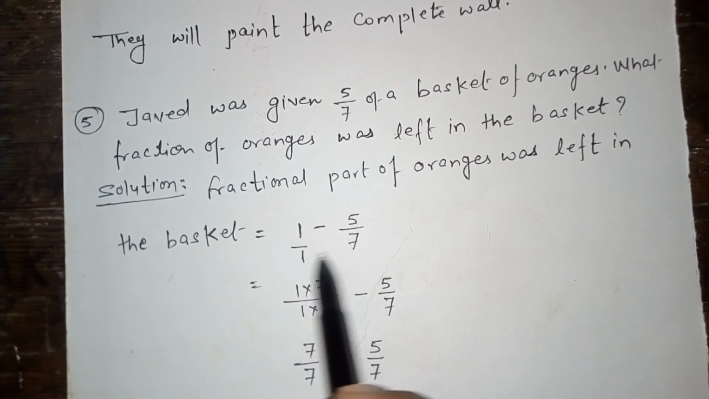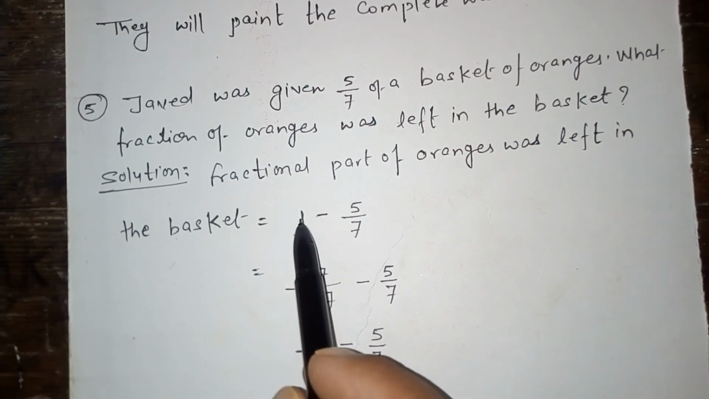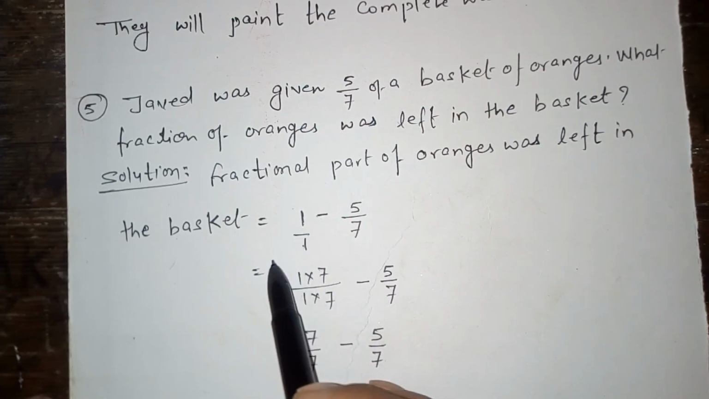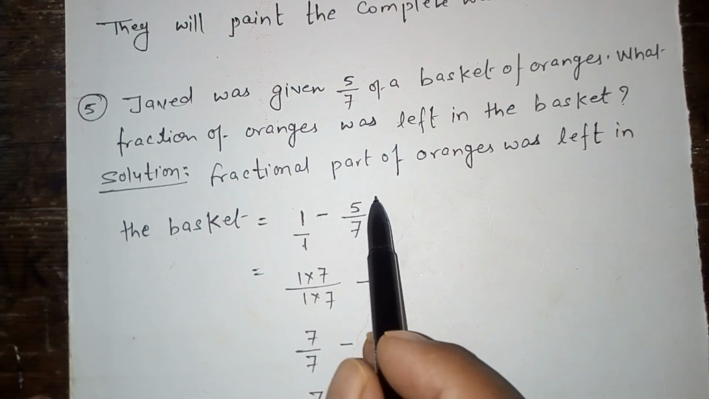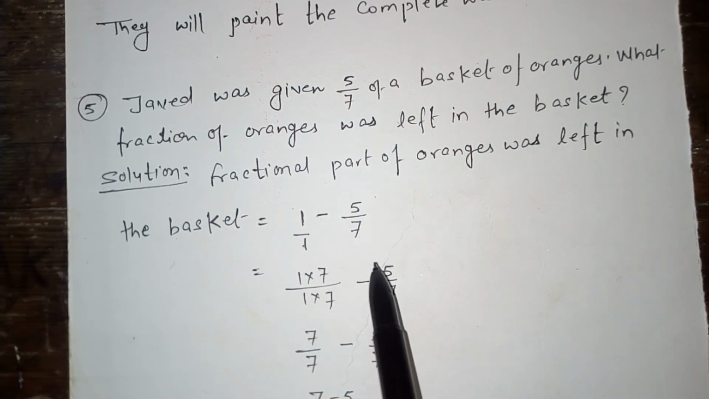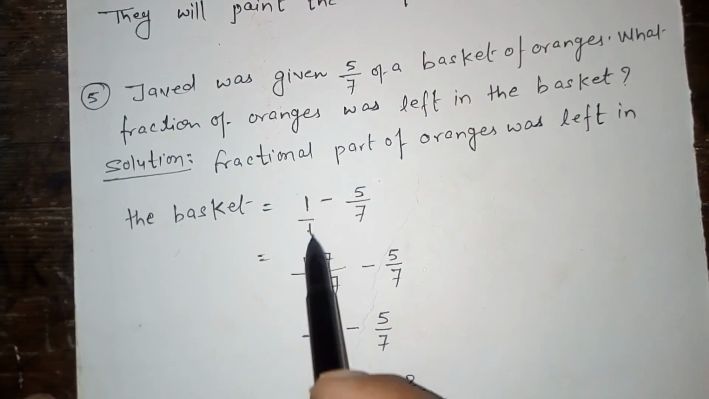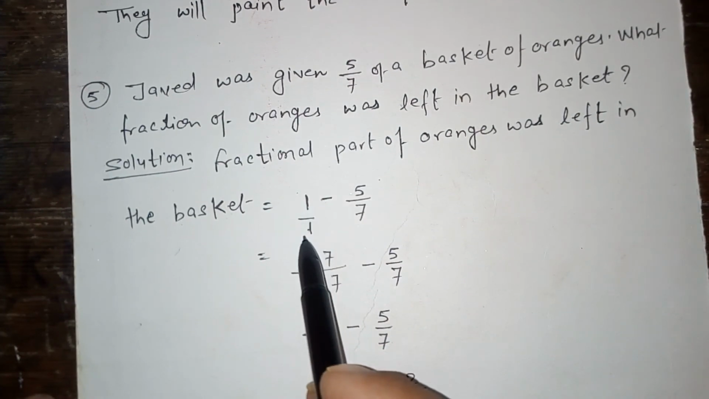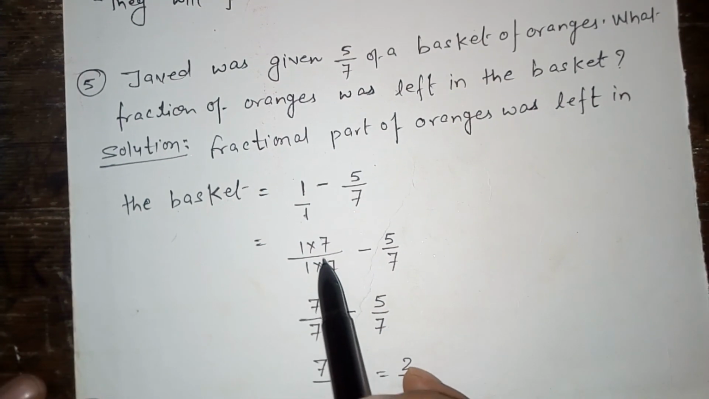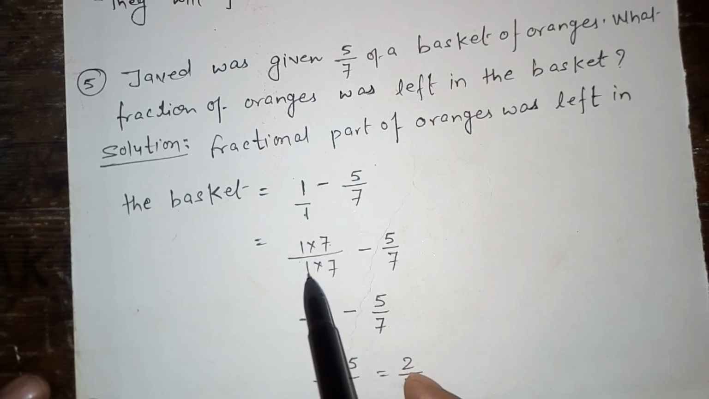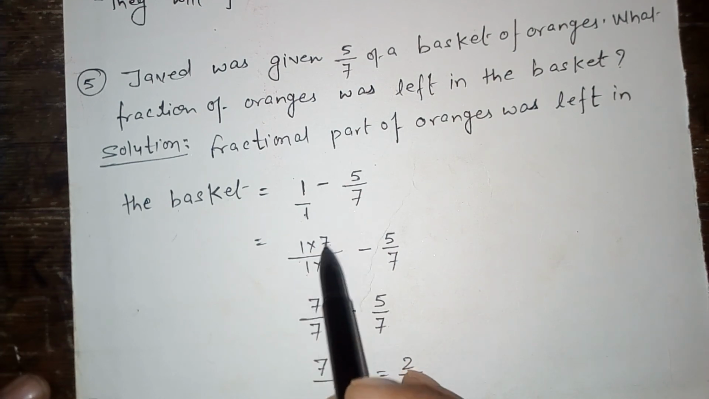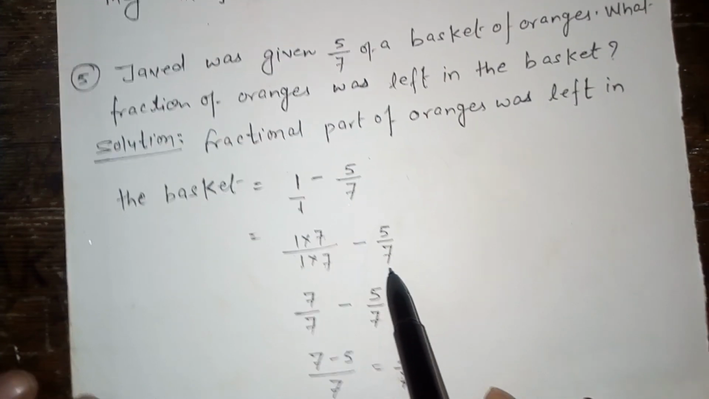These two fractions are unlike fractions. One is in numerator, one is in denominator. 5 is in numerator, 7 is in denominator. So what will you do? Denominator 1 converted to 7. So in numerator and denominator multiplied by 7. 1 into 7 upon 1 into 7, as you are looking, minus 5 upon 7.